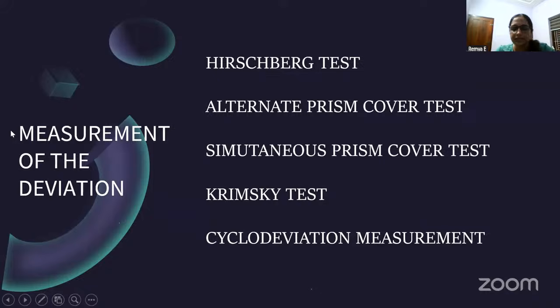So now you know what the squint is, which muscle is acting, which muscle is overacting. You know almost the diagnosis. The next part is your treatment. So you have to know how much correction to do. That you can do by all these tests: one is the Hirschberg test, then the alternate prism cover test, otherwise known as the prism bar cover test, then the simultaneous prism cover test, Krimsky, and cyclodeviation measurement.